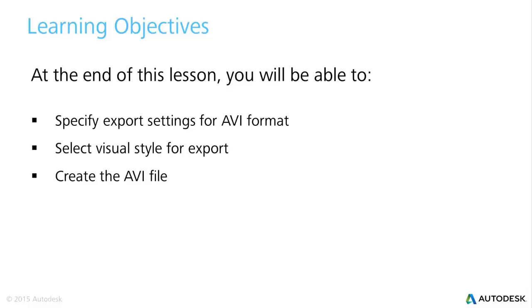Let's look at the learning objectives for video 2. At the end of this lesson, you'll be able to specify export settings to create an AVI file format. We'll take a look at different export types in terms of visualization styles, and then we'll create the AVI file that you can share with other stakeholders. With that, let's get started.